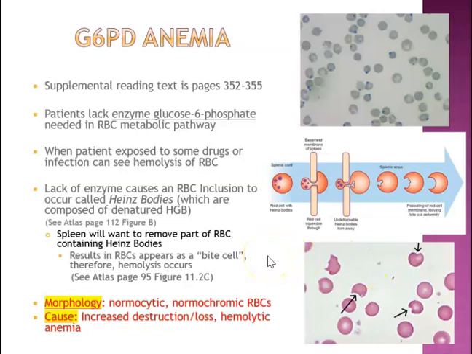So as a result of the red blood cells appearing as bite cells, we're going to end up with hemolysis occurring. Okay, so the morphology of G6PD anemia is normocytic, normochromic, but the cause is going to be an increased destruction and loss anemia.